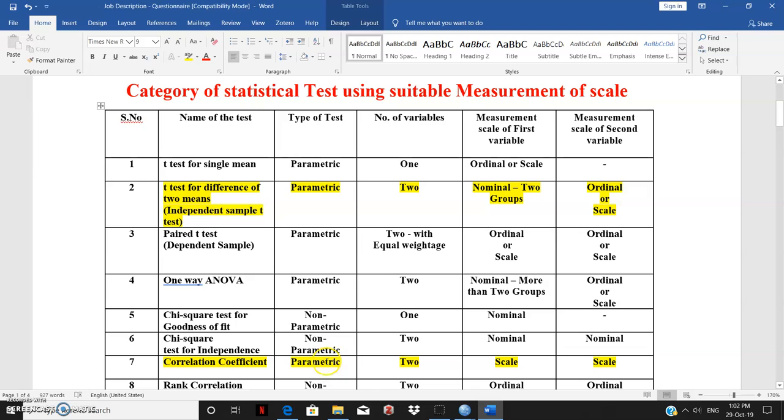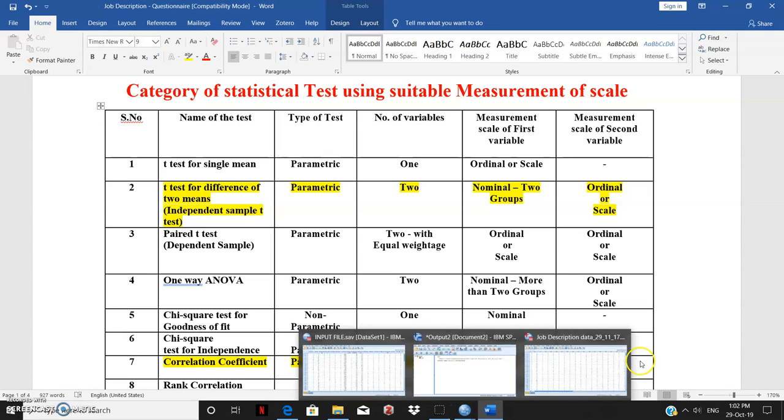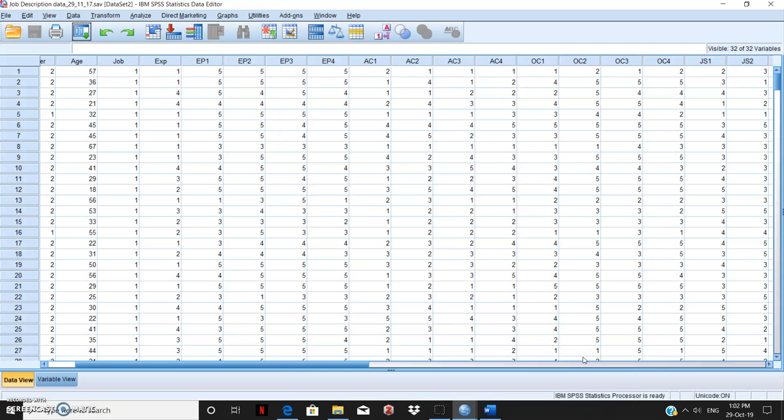And for the correlation, we will see that it is again a parametric test. There are two variables involved and both of these should be measured as a scale. Now let us take some data and try to see how to do the test.